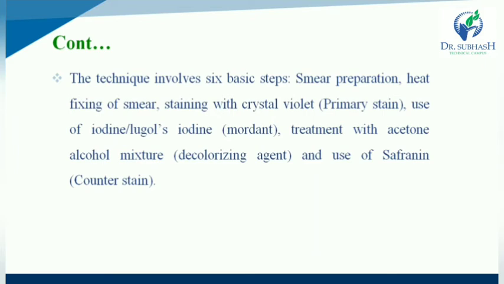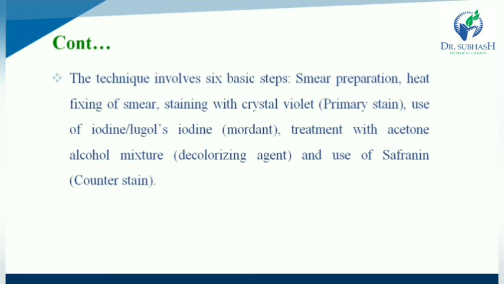After heat fixing of the smear, the first step is staining with crystal violet stain, which is also called the primary stain, and use of iodine or Lugol's iodine, which is called the mordant. The next one is treatment with an acetone alcohol mixture, called the decolorizing agent, and last is the use of safranin, called the counter stain. So crystal violet acts as a primary stain, while safranin acts as a counter stain.